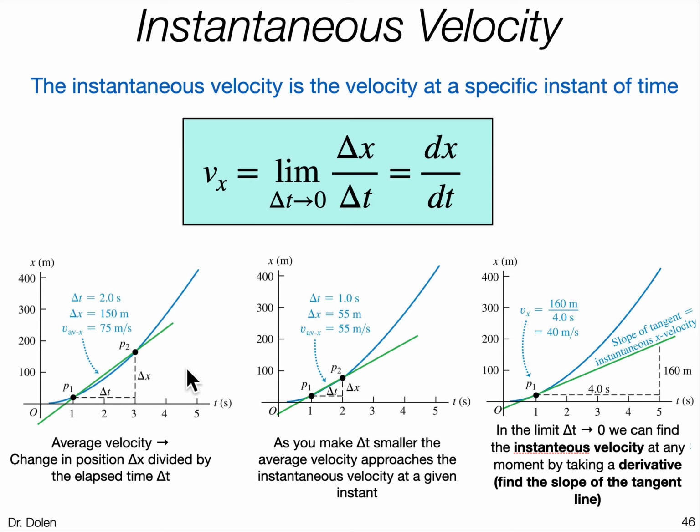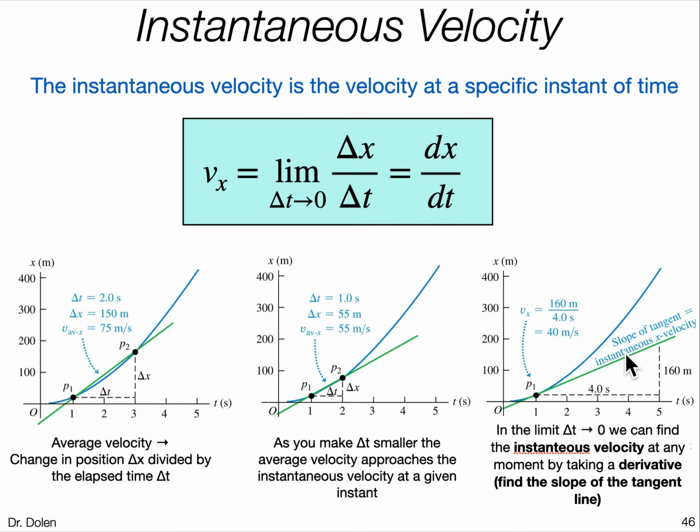Now let's see what happens. I can make my time interval smaller. Instead of 2 seconds, I can make it 1 second. In this case, I could also calculate my average velocity during this time period. And now the question is, what happens when I make this time difference basically infinitely small? If I take the limit as delta t goes to 0, this line drawn between these 2 points basically becomes a tangent line.